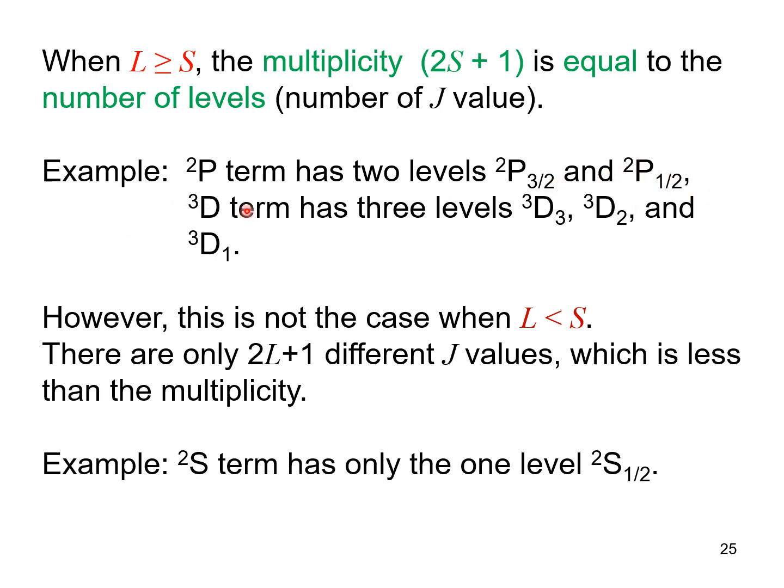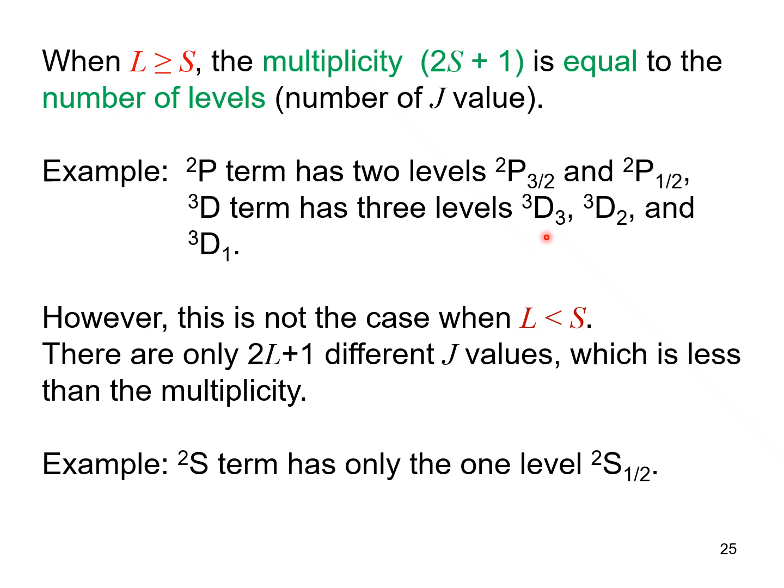For the triplet D term, it has three levels, where in this example L is equal to 2 and the spin quantum number S is equal to 1. So again, L is greater than S, therefore the multiplicity is equal to the number of levels.